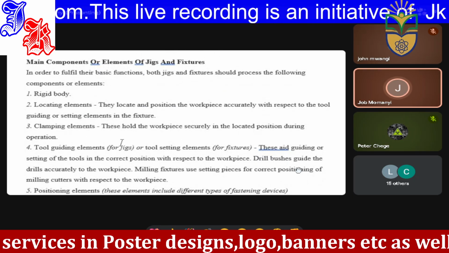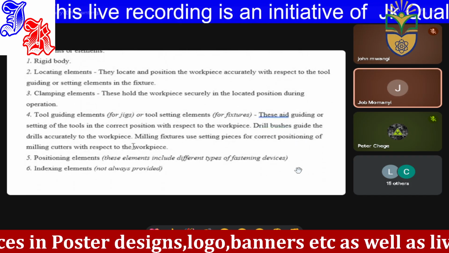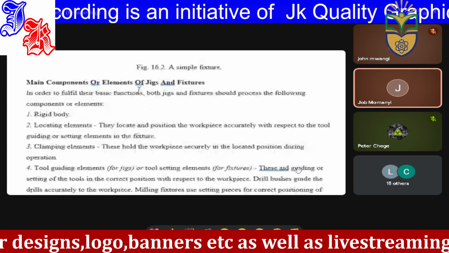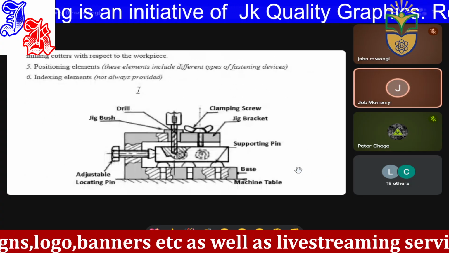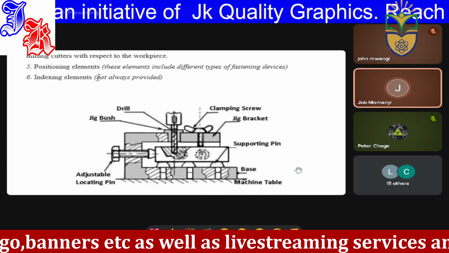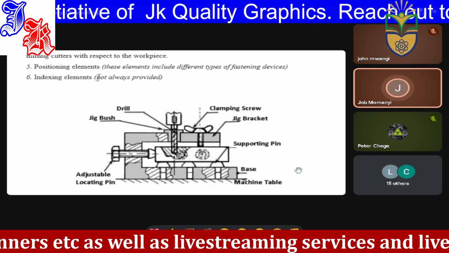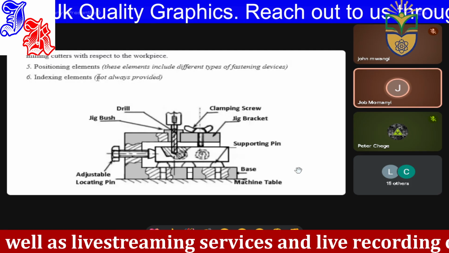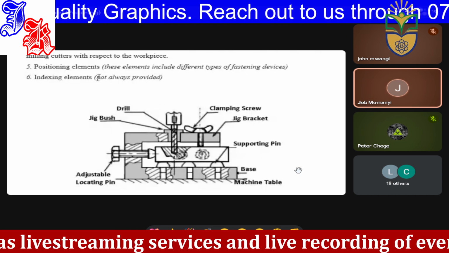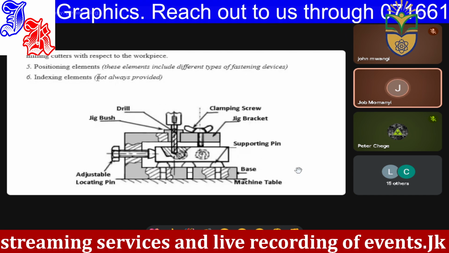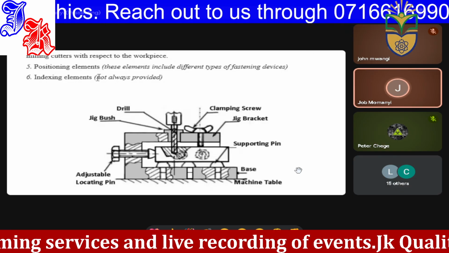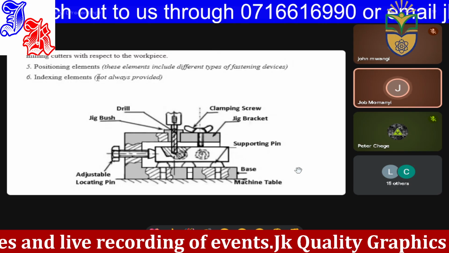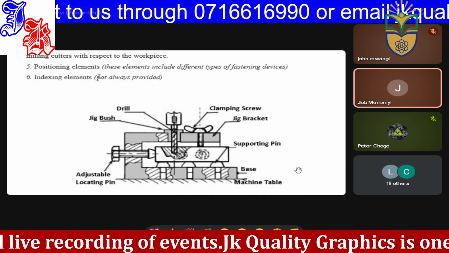So when you tighten the T-bolts from the bottom, you are as well clamping this workpiece. Tool guiding elements, that is just jigs. Positioning elements are the pins we have discussed here, just to ensure that the workpiece is at the correct position. Indexing elements are normally meant for when cutting gears. It's just a plate which has been indexed. It has been marked out of 360 degrees. You can mark, for example, 30 degrees, 20 degrees, 60 degrees, 80 degrees, and so forth, so that you can do accurate cutting of gears.